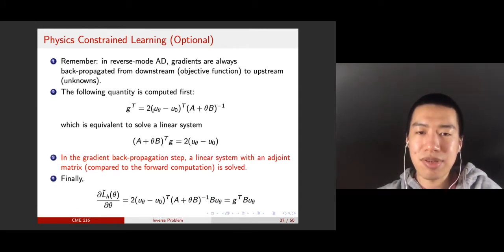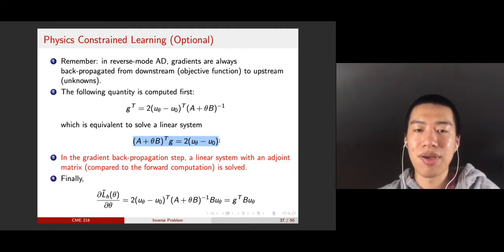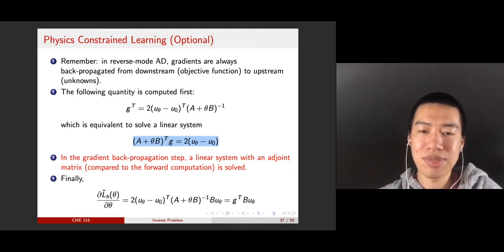So the first step is to compute this term. If you write it down, you never need to compute the inverse of this matrix. Actually, you only need to solve a linear system, where you have (A plus theta B) transpose G equal to u theta minus u0. You solve for this matrix.